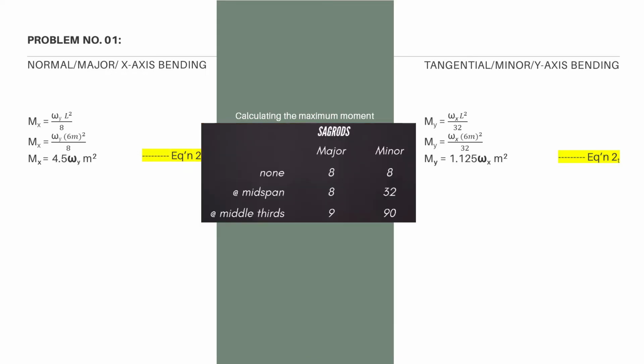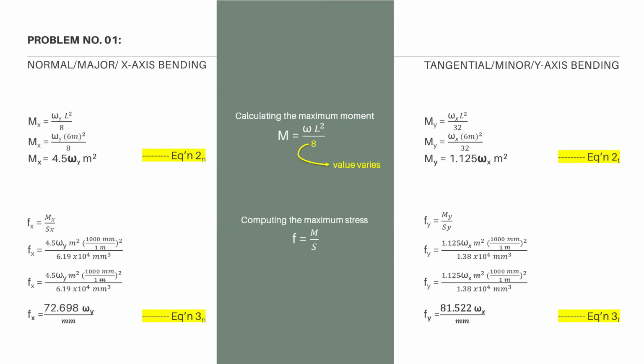to. Pwede naman na hindi maglagay ng sagrads, pwedeng sa midspan, and pwede rin sa middle thirds. The image shown in the screen are all values that can be used depending on the position and location of sagrads. After substituting the values, meron na tayong equation 2 for both normal and tangential component. So, pagkatapos nun, computin na natin yung maximum stress.